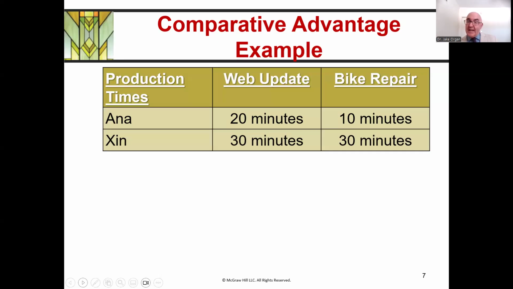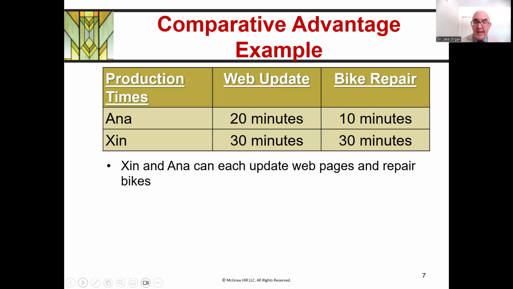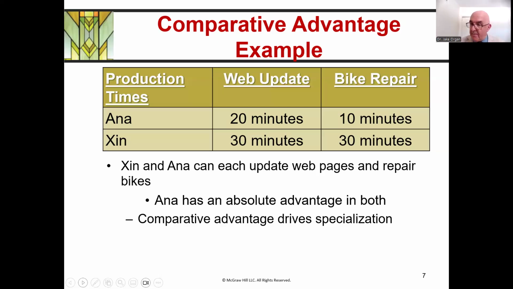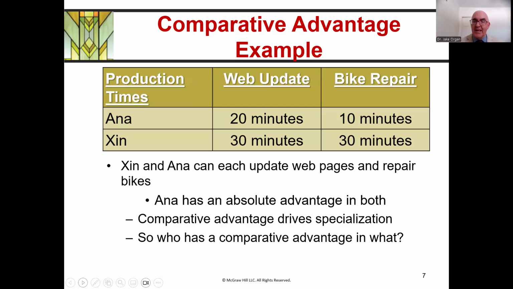Because let's think about Anna. If she does a web update, that's costing, because the opportunity cost is the other thing, 2 bike repairs. But Chin, when she does a web update, is only costing 1 bike repair. So straight away you can see that Chin has the comparative advantage when it comes to web updates. They can both do both, and Anna has an absolute advantage in both, but comparative advantage drives specialization. So who has a comparative advantage in what?